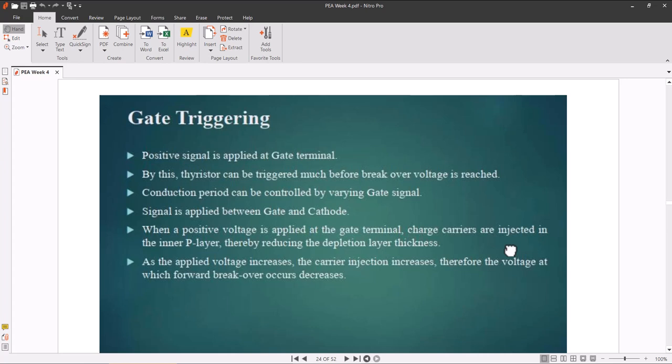When a positive voltage is applied at the gate terminal, charge carriers are injected in the inner P layer, thereby reducing the depletion layer thickness. As the applied voltage increases, the carrier injection increases. Therefore, the voltage at which forward breakover occurs decreases.